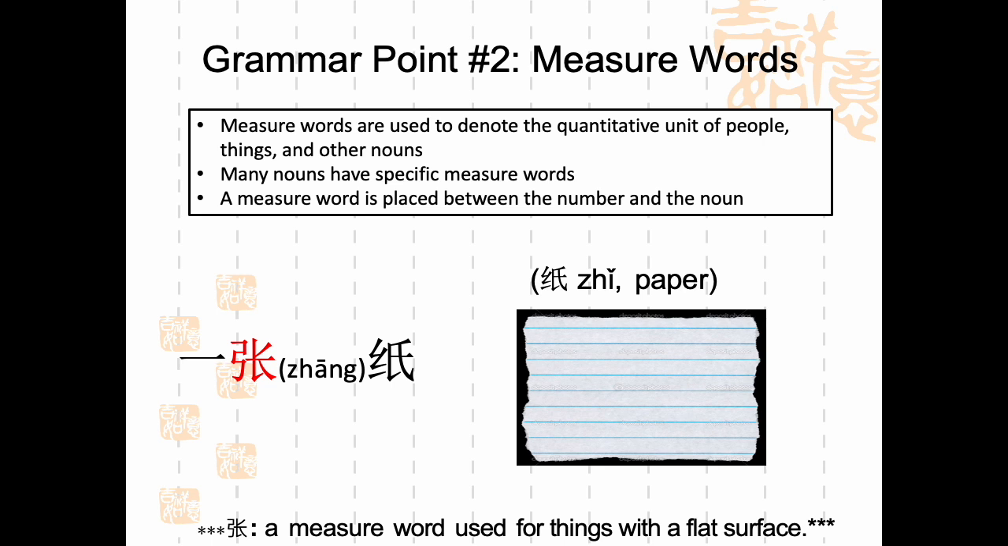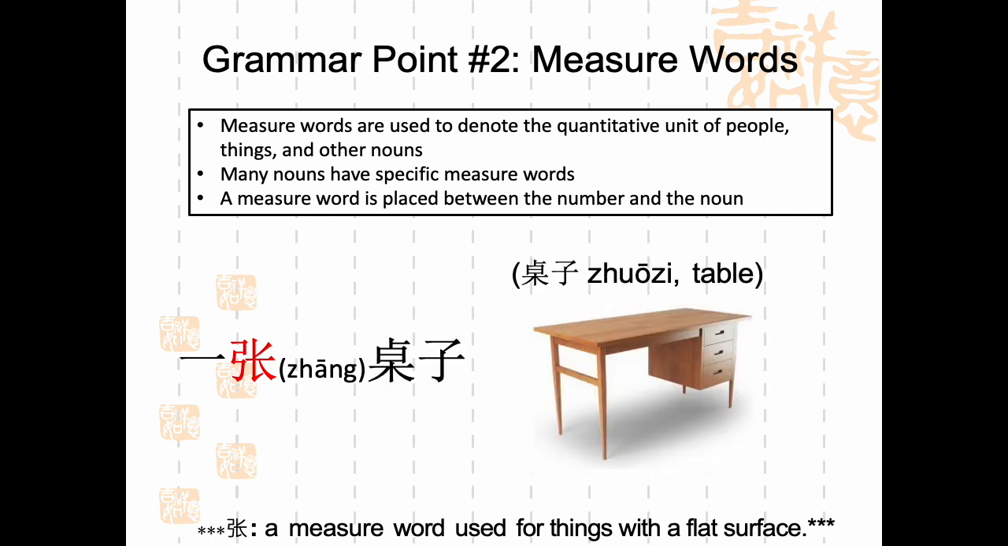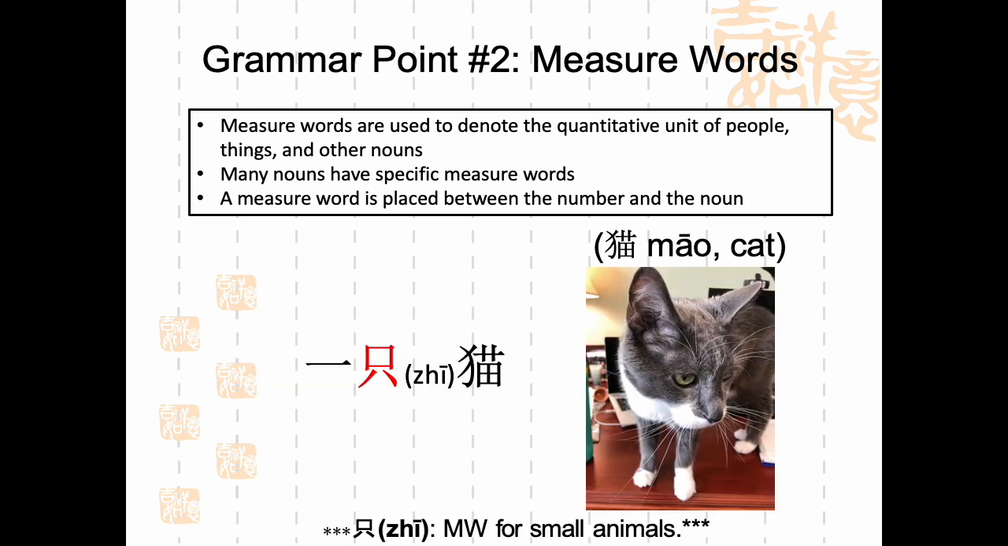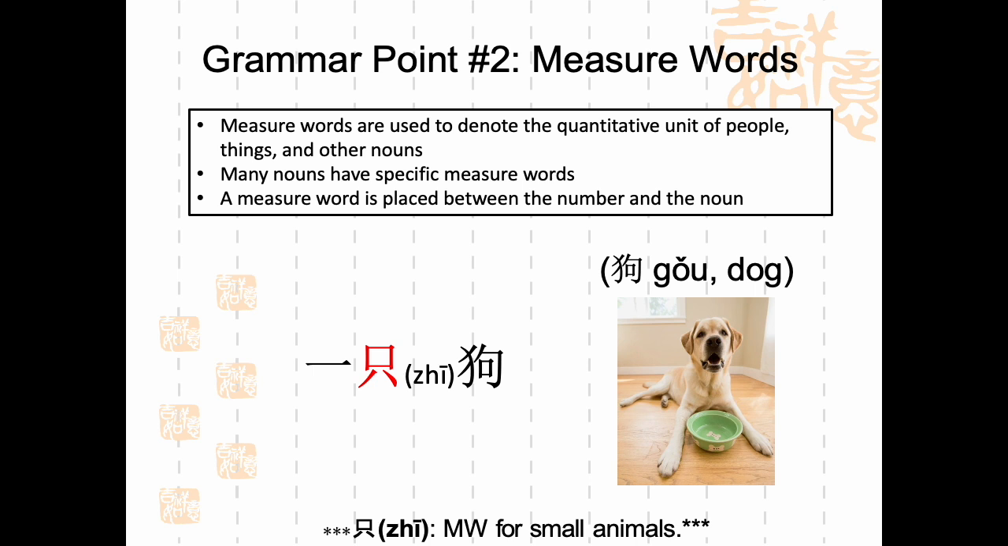So to say one piece of paper, we would say 一张纸。To say one table, we would say 一张桌子。And then for those of you who are pet lovers like myself, in fact, this image here on the slide is a picture of my cat. The measure word you would use for small animals is 只，跟我说只。So to say one cat, you would say 一只猫。To say one dog, you could say 一只狗。So again, notice how the number is followed by the measure word, which is then followed by the noun.